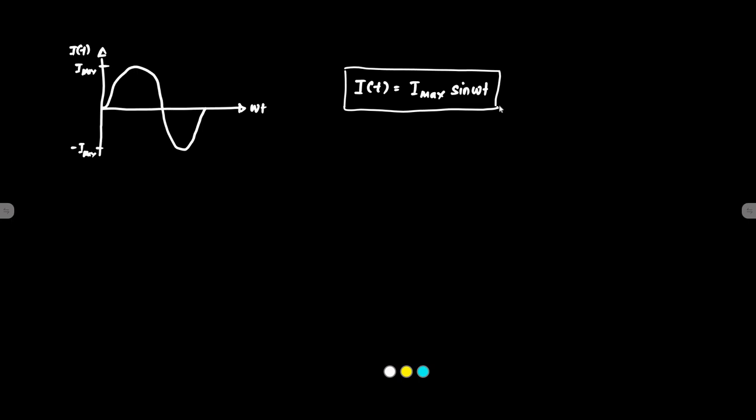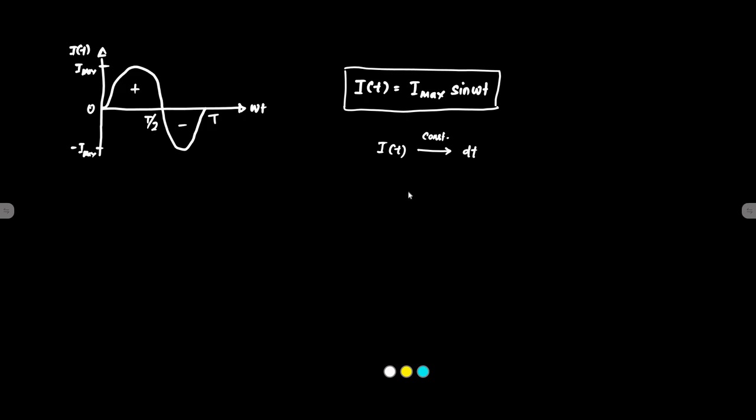Now we are only considering this positive half cycle, not the negative half cycle. The total time period is from 0 to T, and here it is T by 2. So we are only considering this positive half cycle from 0 to T by 2. Now let this instantaneous current i(t) remain constant for a small duration of time dt.